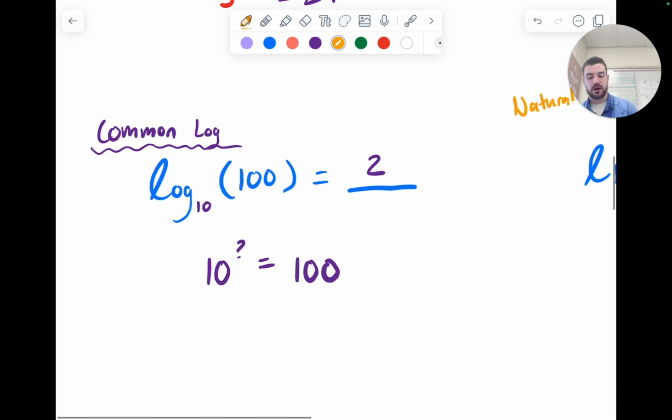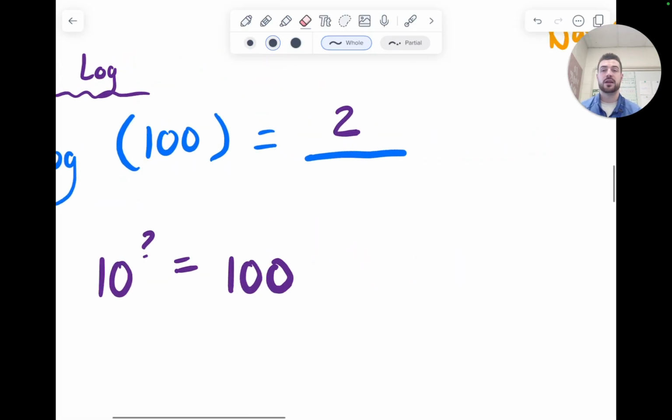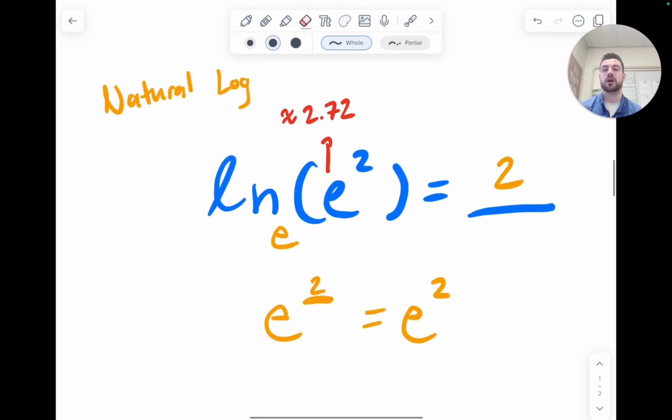We've got a couple unique cases. We have the common log, which is when there is no base written here, and when that's the case, the base is just 10. And then we have our natural log, which says ln, which is called the natural log because the base is our natural number e. So essentially, it works the exact same way. However, the base that is not written in this case is e.